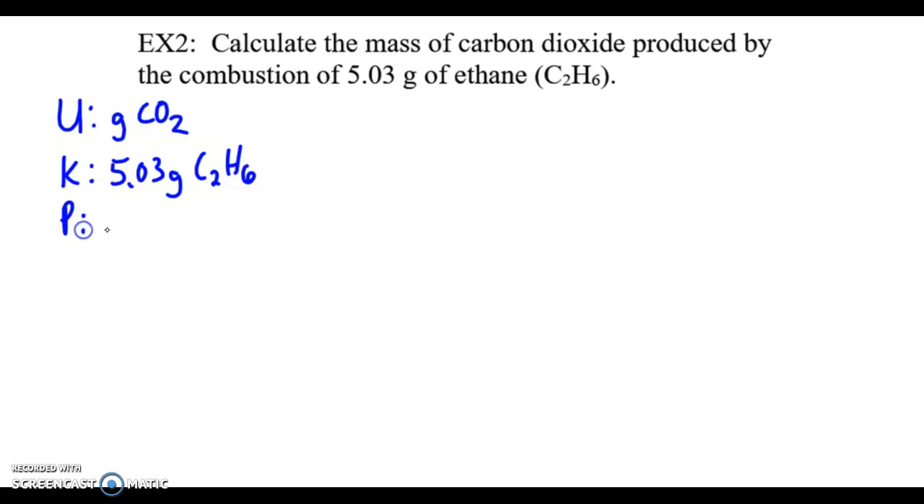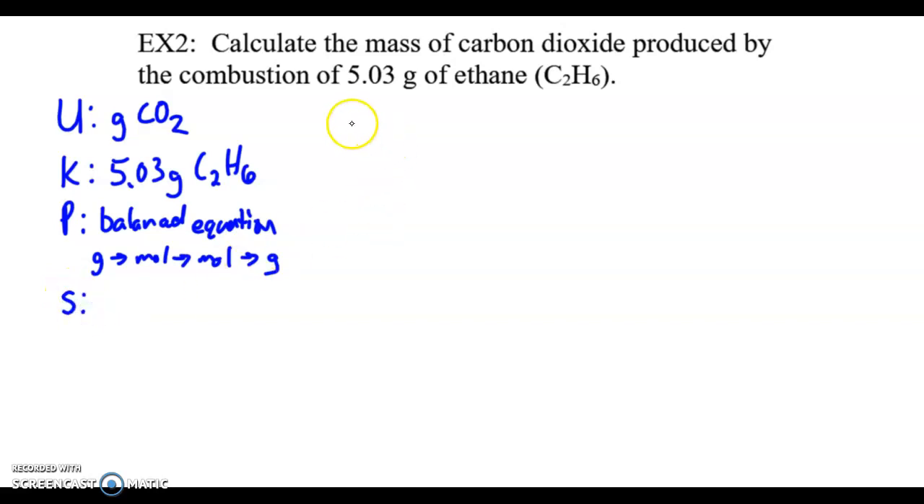Alright, so our plan is, we start with ethane, we go to carbon dioxide, we need to convert compounds, so that is going to require a balanced chemical equation. And then we're going to go grams to moles to moles to grams. So 1, 2, 3 steps to get through this. Alright, so let's do our solve.